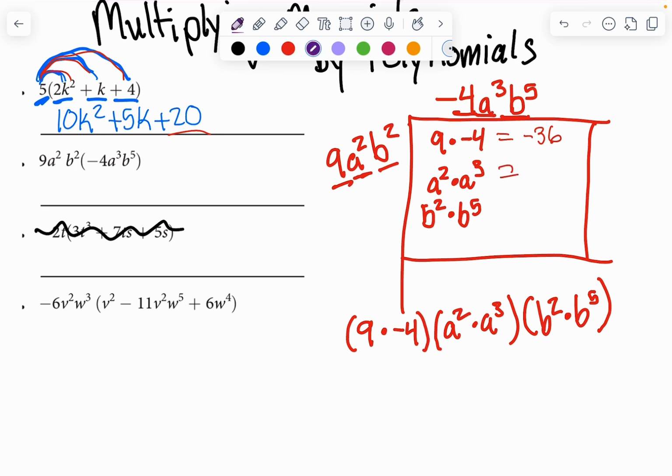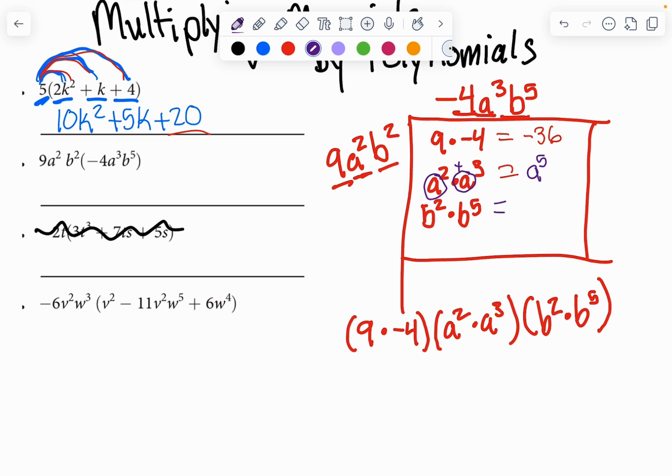When we have something like this, a squared times a to the third, when we are multiplying something with the same base for exponents, we are going to add the exponents together. So it's really going to be a to the 2 plus 3. So this is going to reduce down into a to the fifth power.